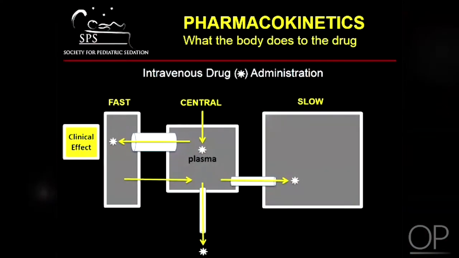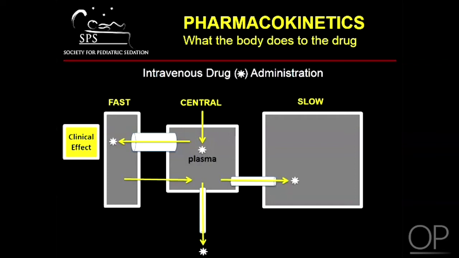In trying to illustrate pharmacokinetics, it's useful to envision 3 empty tanks or compartments of varying sizes connected by hoses or vessels of varying diameter. The central tank represents the plasma circulation. The fast tank represents the organs receiving a large amount of blood flow, the vessel-rich group, which includes the central nervous system, and in this case, the effector site of our sedative drugs.